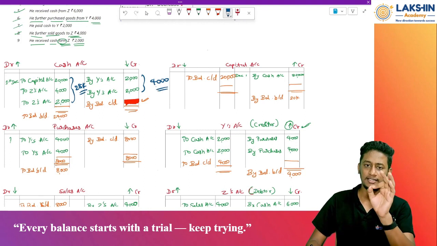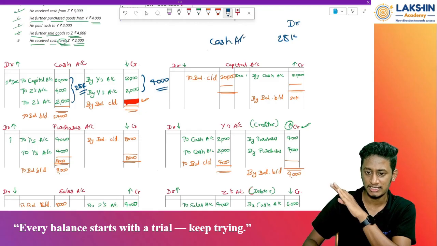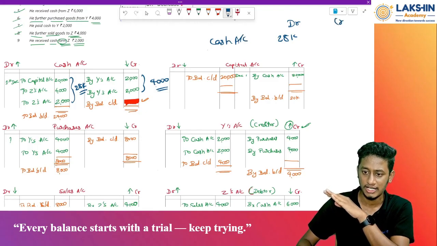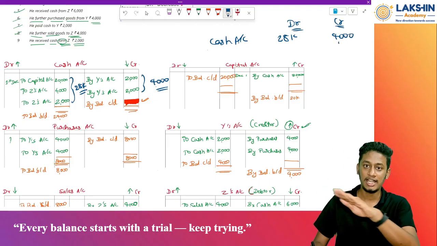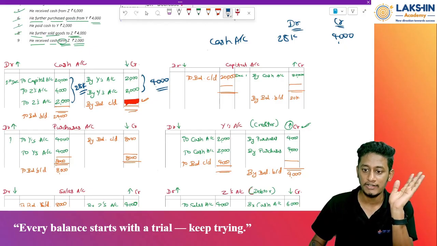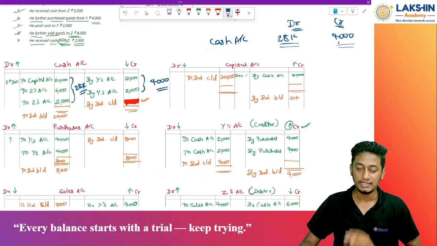This is taken to the trial balance. On the debit side of the trial balance, they show 28k. They write cash account, 28k. On the credit side, they show 4,000. This is how they prepare the trial balance using the totals method. They don't balance it; they just total the debit side, total the credit side, and take those figures. That's how they do it.